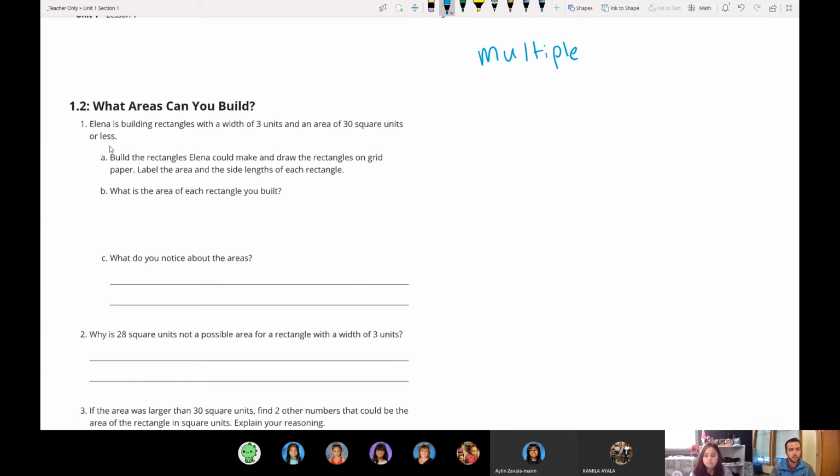Okay, so if we were to start, it says build the rectangles Lana could make and draw the rectangles on grid paper. Label the area and the side lengths of each rectangle. Okay. Any ideas on how we can make sure we hit every single rectangle that's possible up to 30 square units? Any ideas?